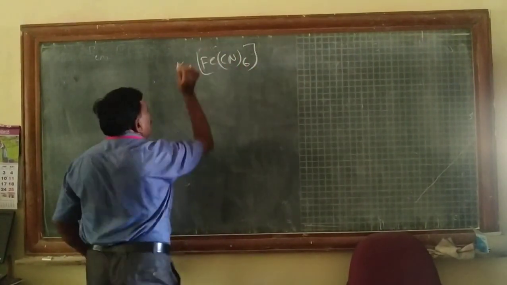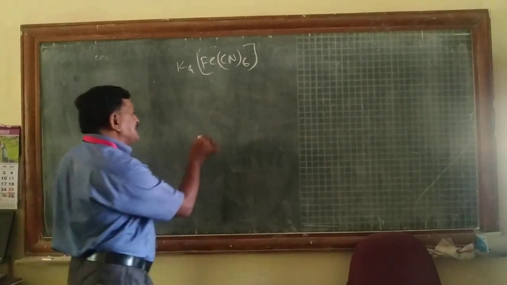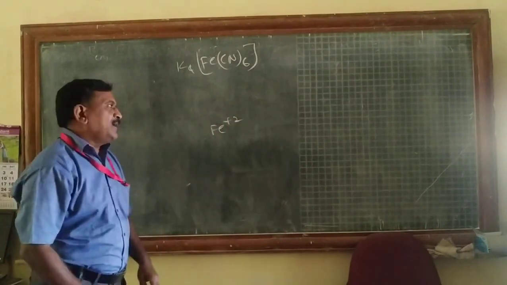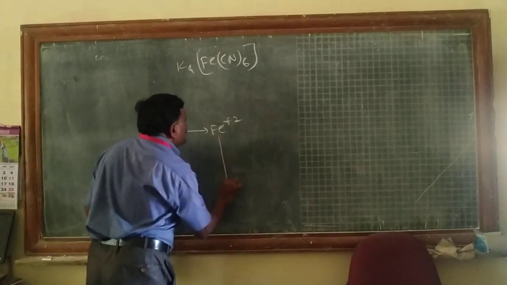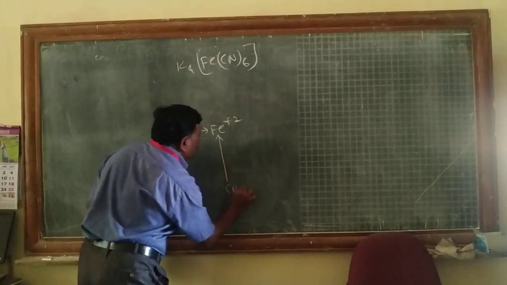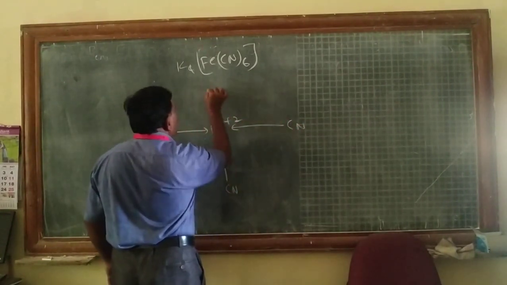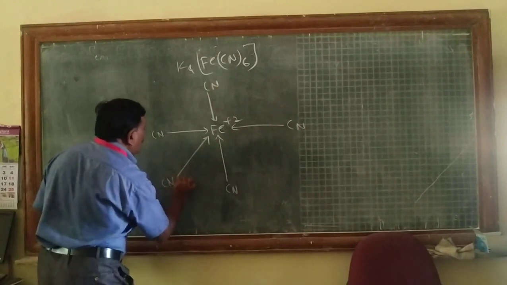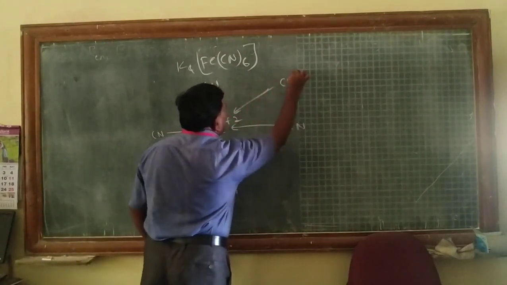K4[Fe(CN)6]. In this compound, the central metal ion is iron, Fe+2. This is the first cyanide ligand, this is the second, this is the third, this is the fourth, this is the fifth, and this is the sixth ligand of cyanide, CN.